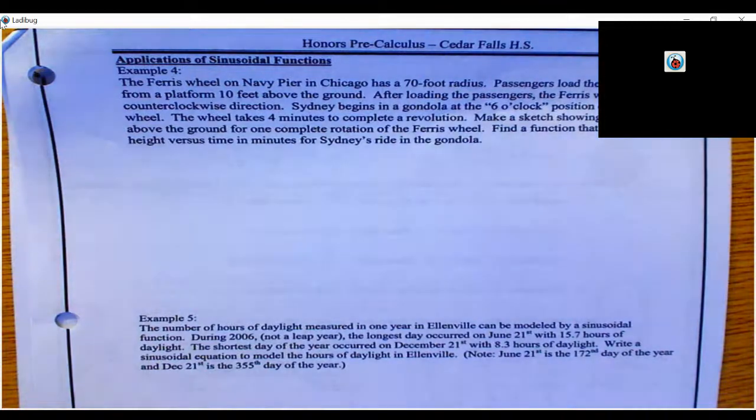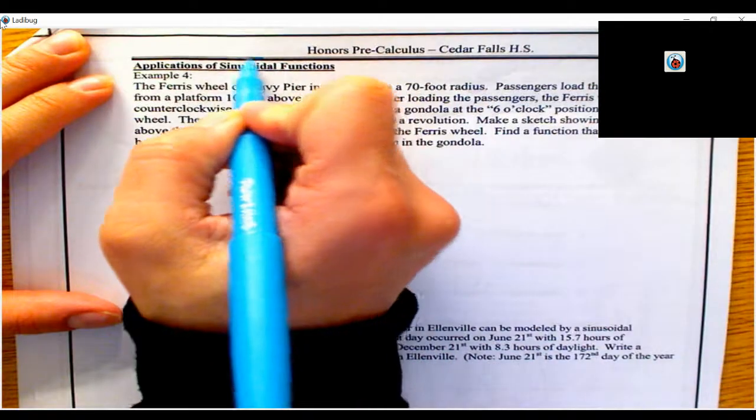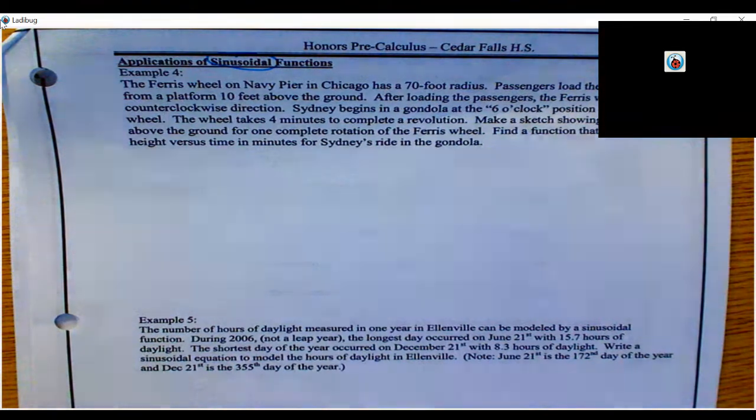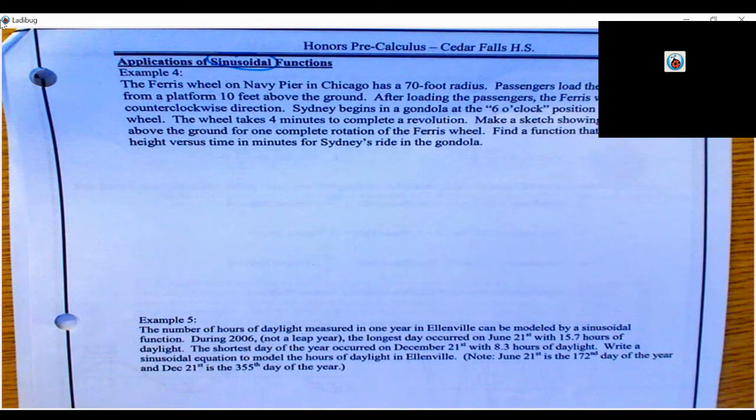All right, so today we're going to look at some applications of sinusoidal functions, which again, sinusoidal can be sine or cosine. It doesn't matter. Either one works. And we're just going to look at the scenarios and then try to actually write some equations from what we are given.